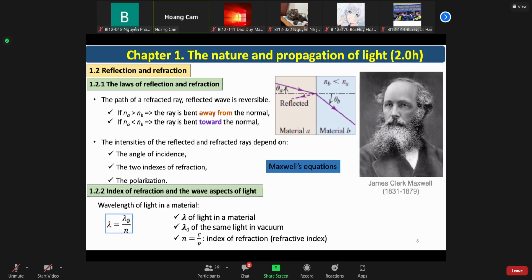I also saw one direct message from Phùng Đàm Quân to me in the chat box, saying lambda equals 1/f. So please pay attention. In fact, we have lambda equal to v divided by f.